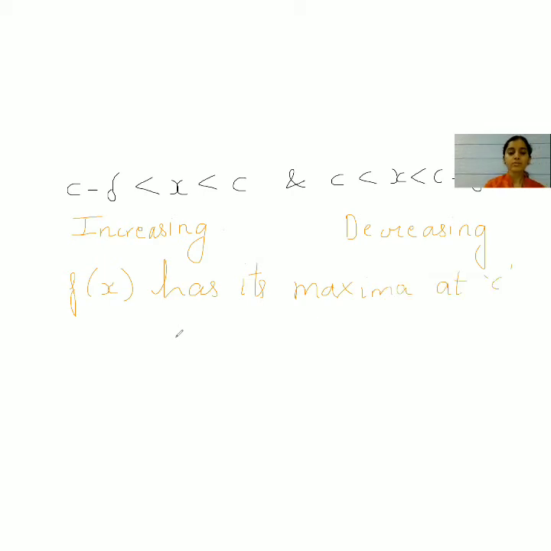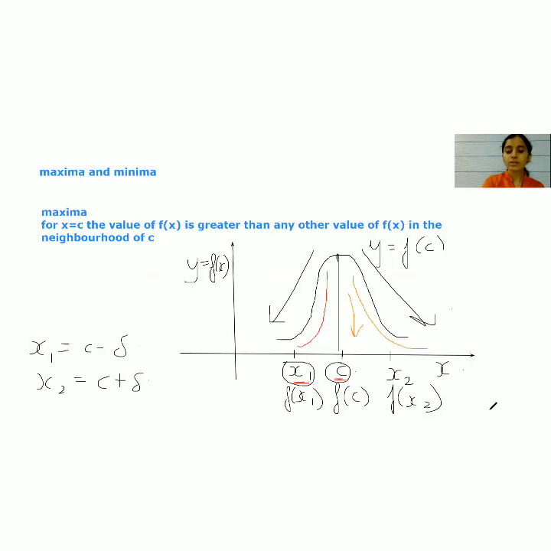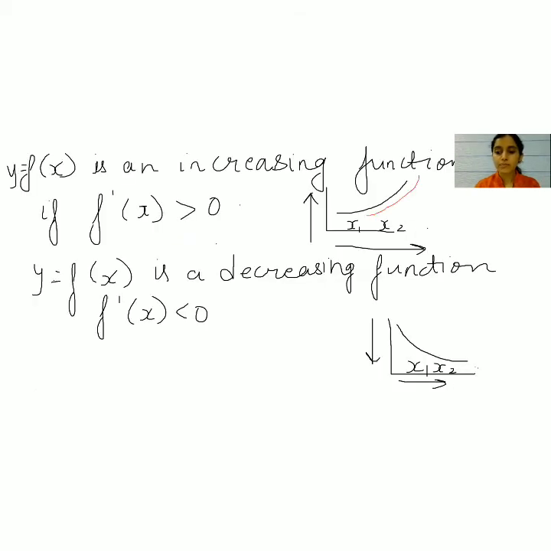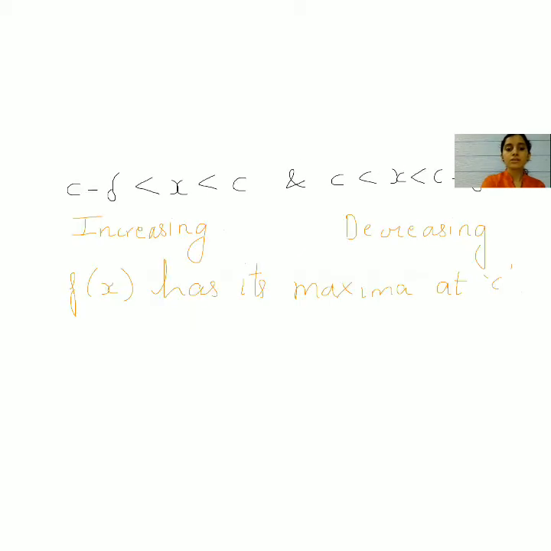Okay, once more I'll repeat it. All the values below c, less than c in a small interval x1 to x2. So from x1 to c it should act as an increasing function. Let's say x1 is c minus delta, so c minus delta less than x less than c should act as an increasing function, and then ahead of c, that is c less than x less than c plus delta, should act as a decreasing function. Then f of x has its maxima at point c.